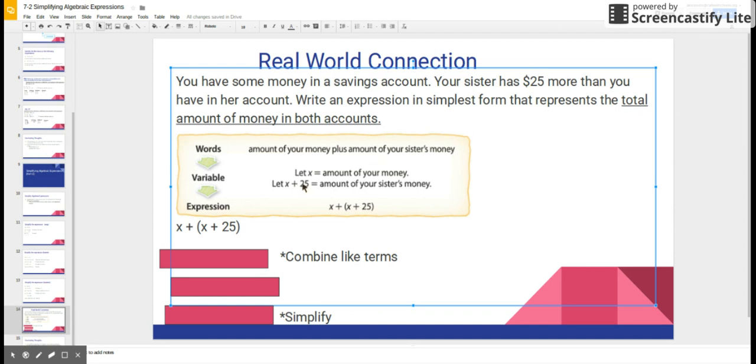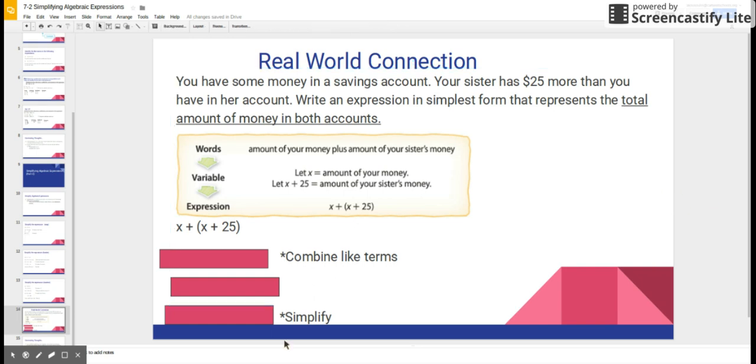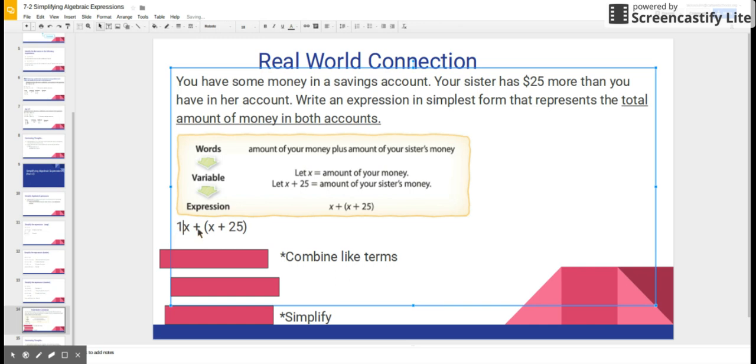Okay? So the variable, well, you need to label it. So I'm going to label my x to be the amount of my money, and x plus 25 is going to be the amount that my sister has. So x is my money, and then x plus 25 is my sister's money. And now I'm going to combine my like terms. So before I combine my like terms, I'm going to pretend like there's ones in front of these x's. And I'm going to add 1x plus 1x.